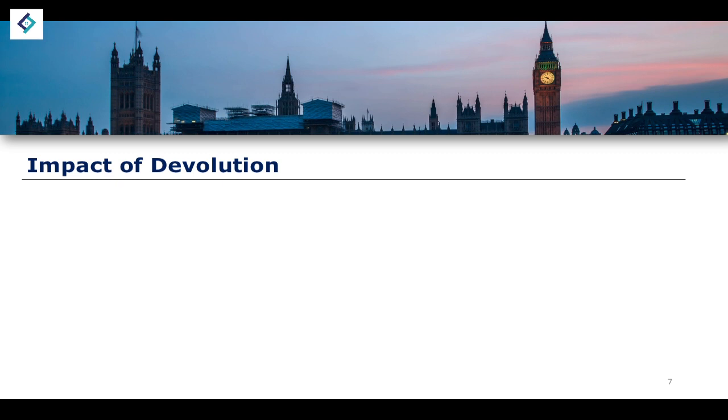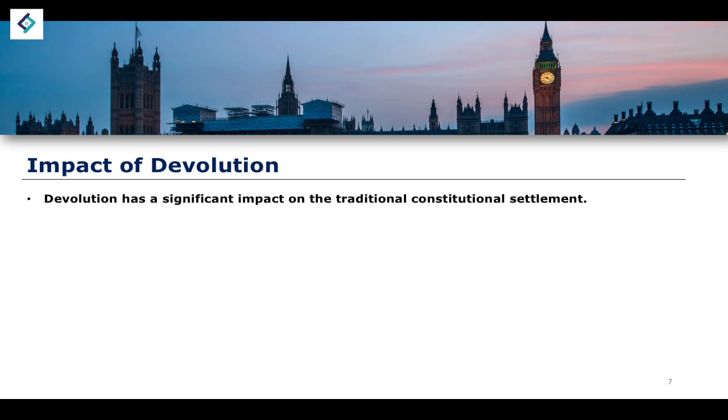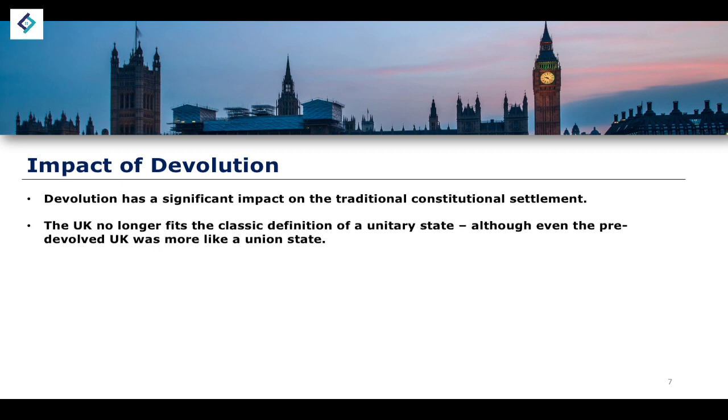Now, the thing I want to note here is the impact of devolution, because devolution has had a significant impact on the constitutional settlement, the traditional understanding of how the Constitution operates. We now no longer fit nicely into the classic definition of what is described as a unitary state, even though the pre-devolved United Kingdom looked more like a union state. But nor does the United Kingdom necessarily fit into what would classically be described as a federal state.